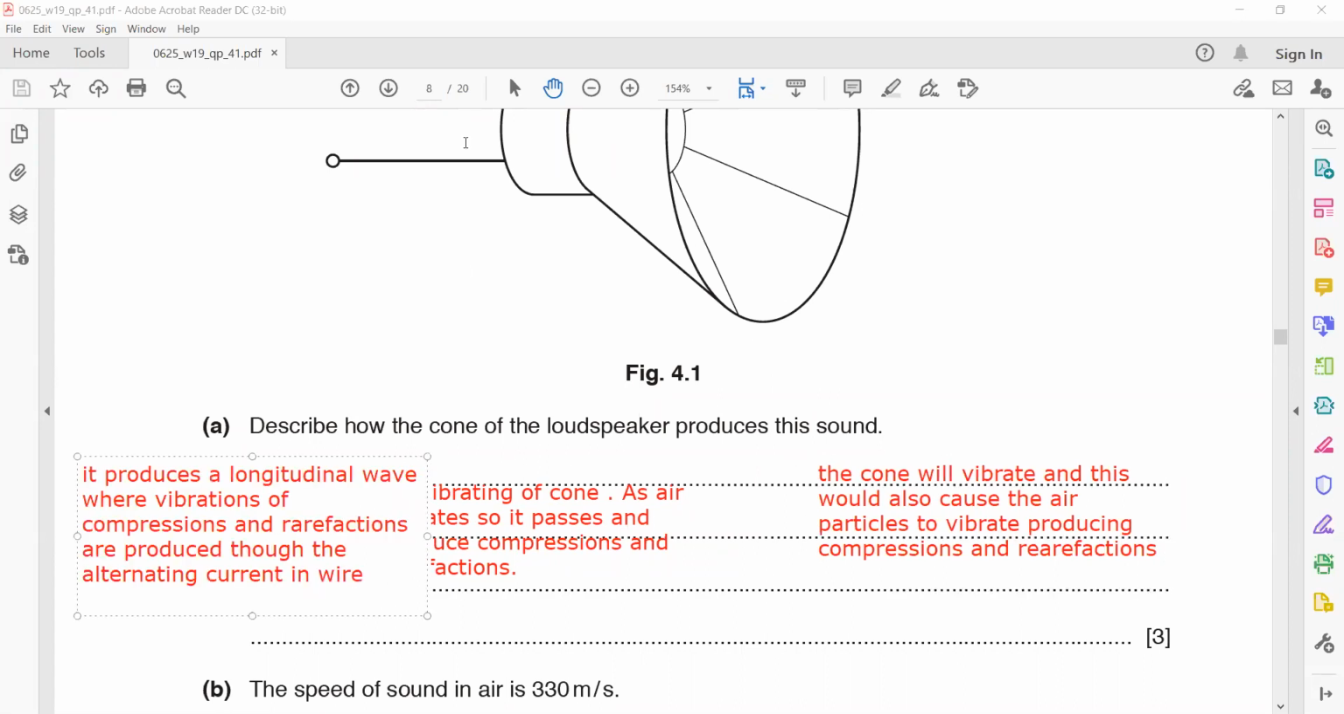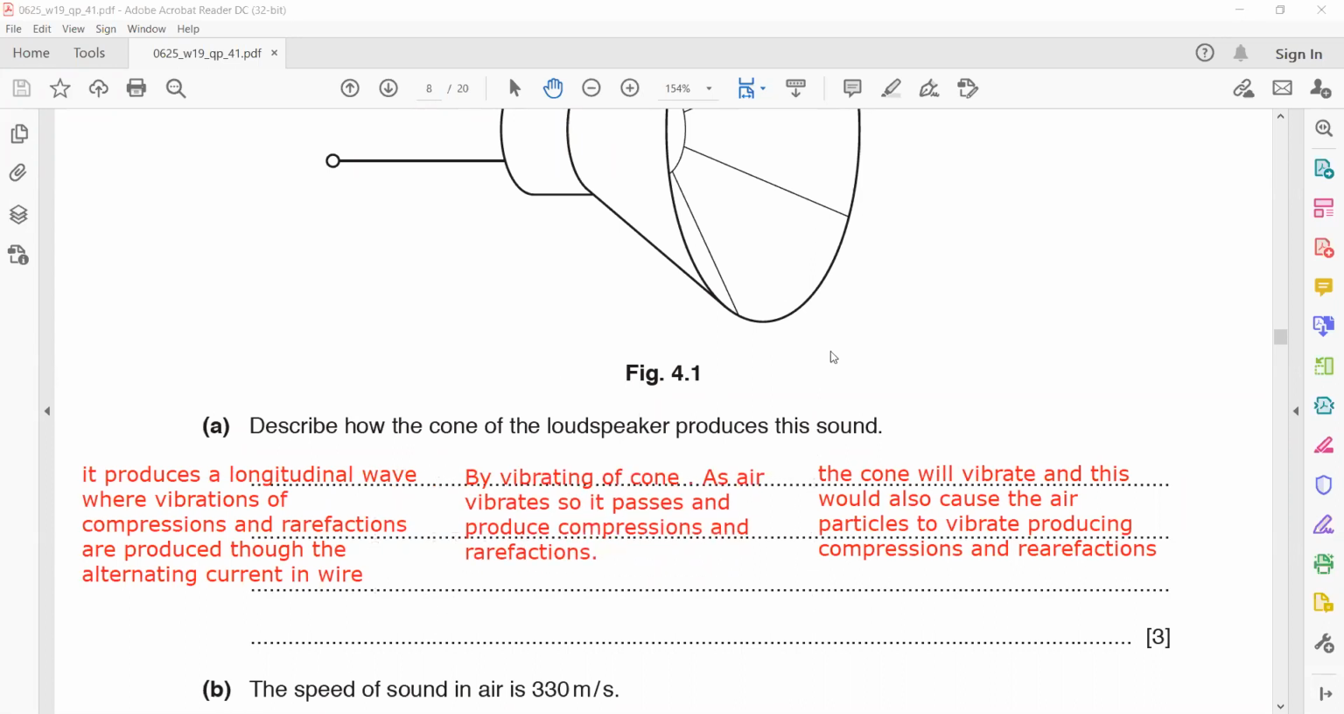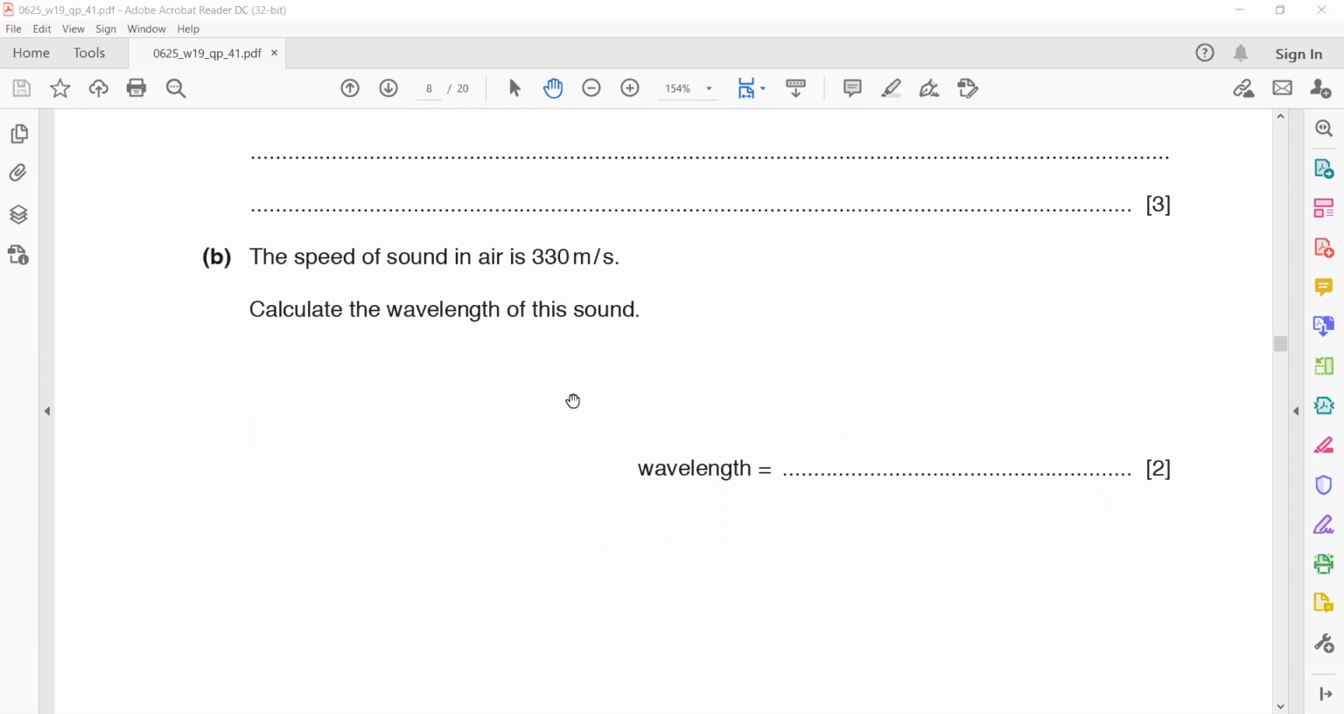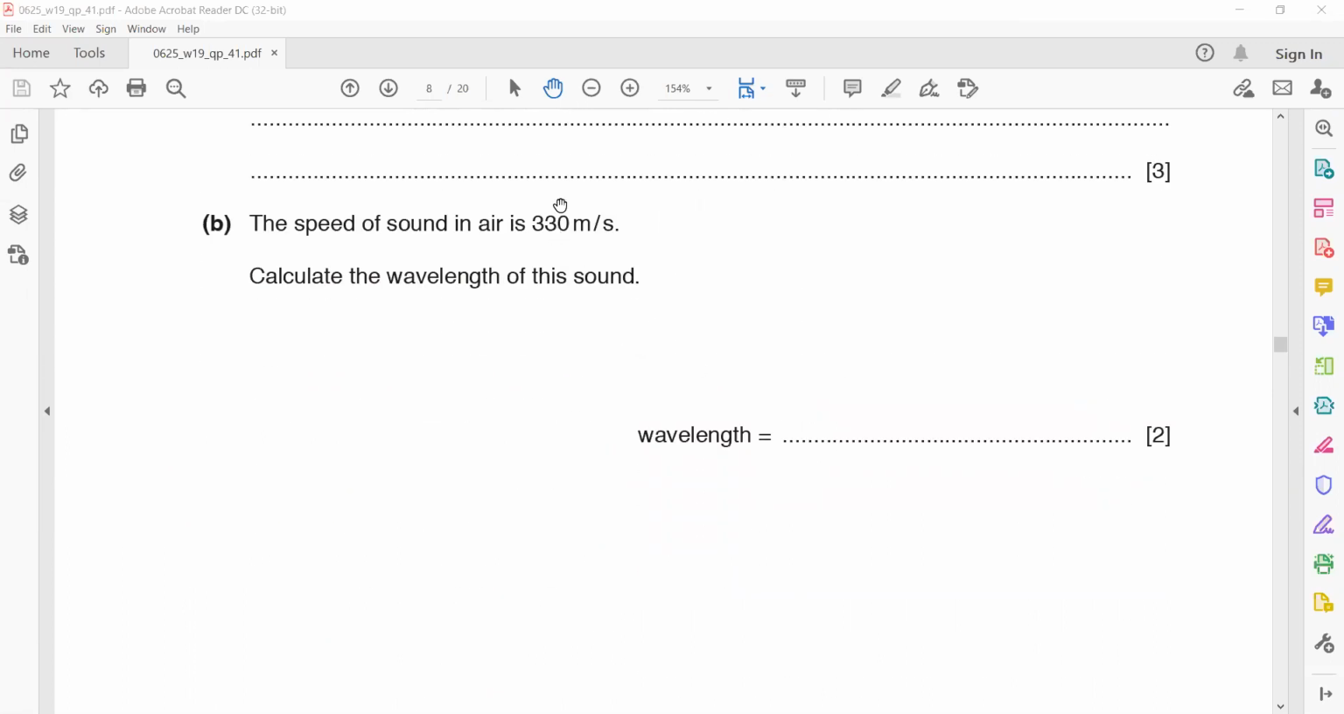The speed of the sound in air is 330. What is the wavelength? So the frequency they already mentioned, that is, sorry, 15,000, not 1500. 15,000 hertz. So you have the speed, you have the frequency. So you need a wavelength which is equal to v divided by f. So 330 divided by 15,000.